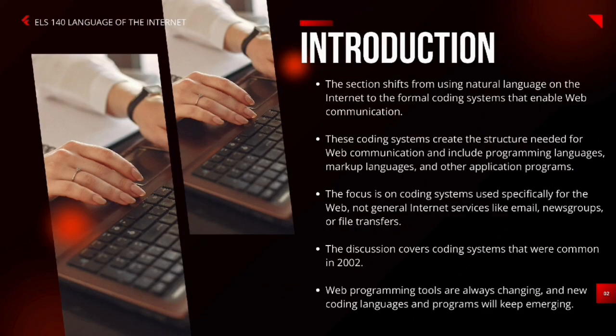So, what do we mean by coding systems? Well, these are the formal ways we tell computers what to do online. They include programming languages, markup languages, and other tools that create web pages and online features. Just to be clear, we're focusing on coding for the web, not things like emails or file downloads. And while we look at tools that were common around 2002, we keep in mind that web tech evolves fast and new tools pop up all the time.